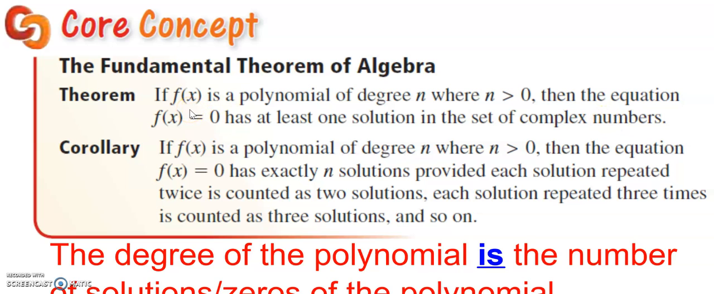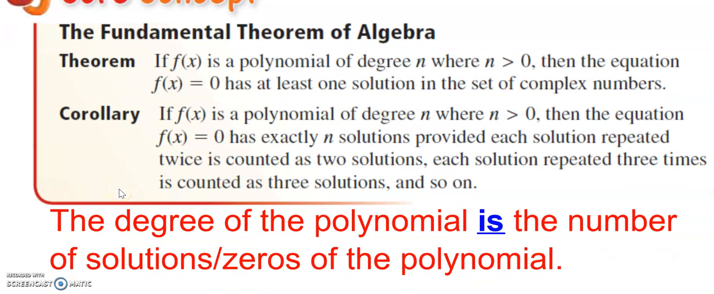Okay, well, that's interesting. What exactly does that mean? Well, here's a corollary. If f of x is a polynomial of degree n, where n is greater than 0, then the equation f of x equals 0 has exactly n solutions, provided each solution repeated twice is counted as 2 solutions, each solution repeated 3 times is counted as 3 solutions, and so on. Okay, maybe you understand a little bit more, or maybe you're more confused.